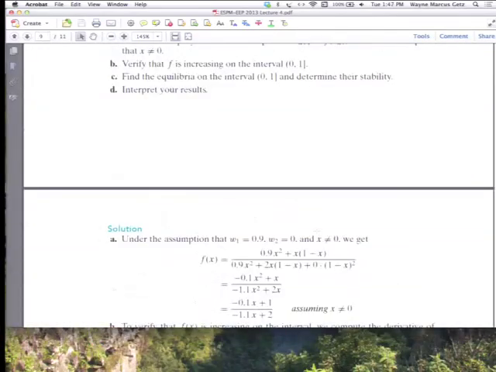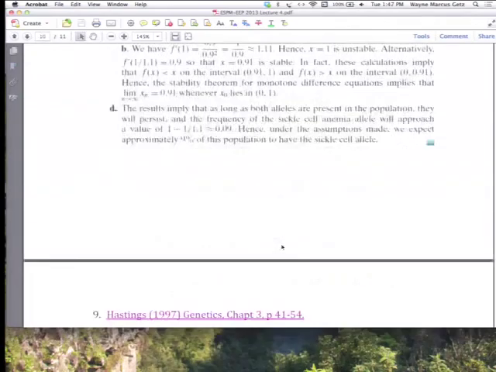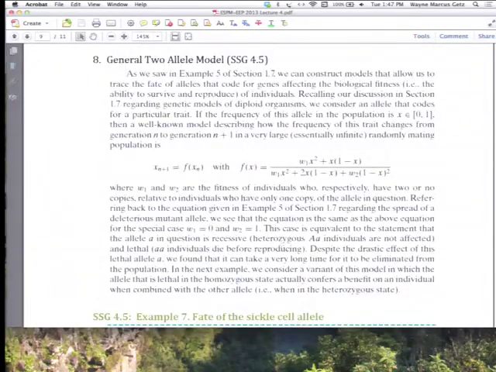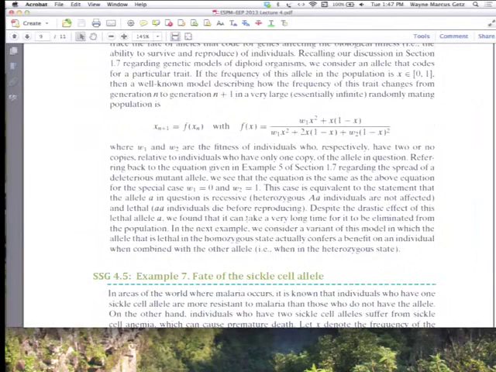So here, there's an example on sickle cell anemia where it says that W1 is 0.9 and W2 is 0, and you build a model, and you can have a look at that example. When you have a model like this, where you've got W1, 1, and W2, instead of getting the very simple model that we got, where xn plus 1 is equal to xn over 1 plus xn, you get a more general case. And this more general case is governed by this formula over here.